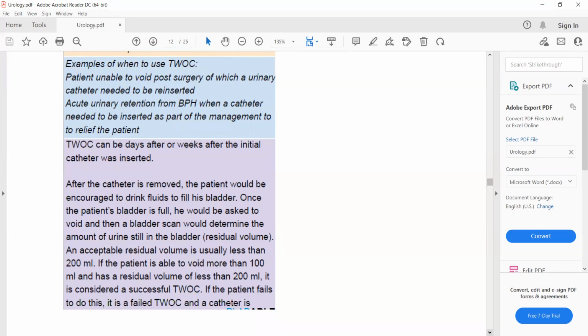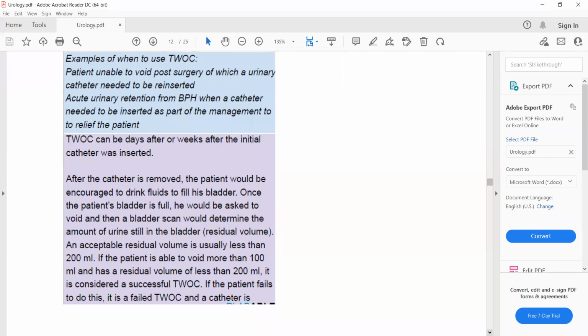What do we do in a trial without catheter? We remove the catheter and then we encourage the patient to drink fluids so that his bladder is filled. Once the patient's bladder is full, he would be asked to void, and then a bladder scan would determine the amount of urine that is still in the bladder, to check whether the patient is able to urinate on his own.